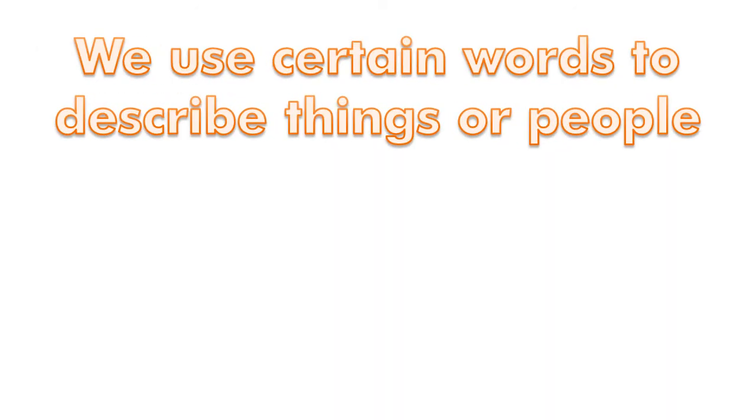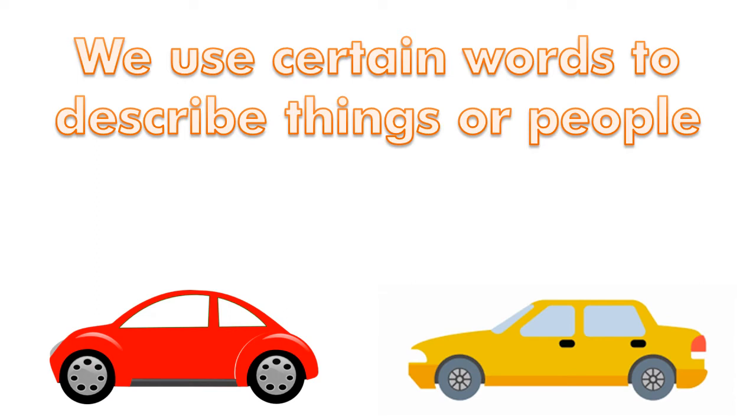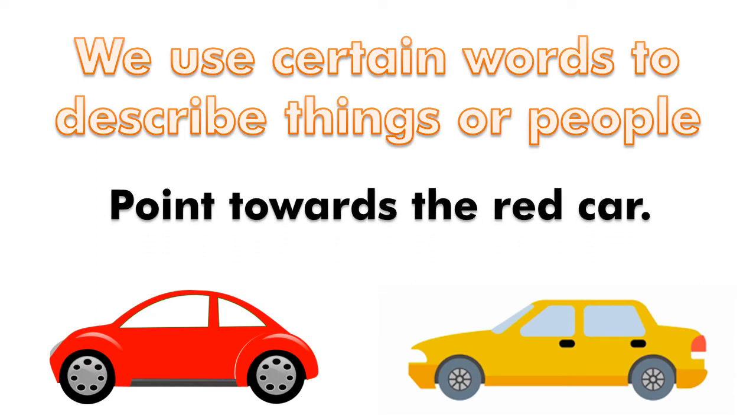You should already know that we use certain words to describe certain things or people. If you don't know, please look carefully at the following demonstration. On the screen, you will see two cars. I want you to point towards the red car.